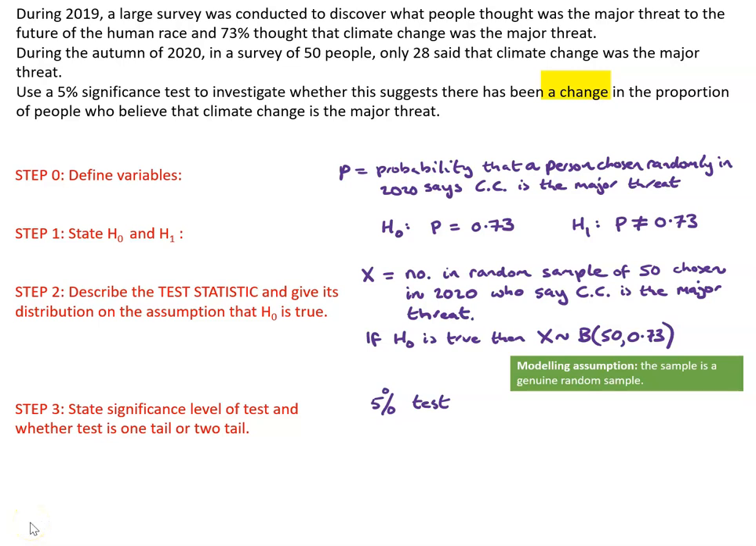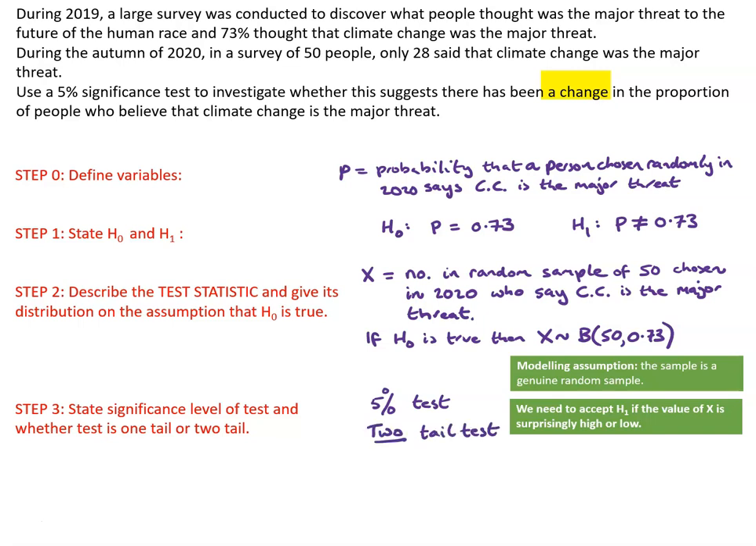Since the alternative hypothesis says that P is not equal to 0.73, we need to accept the alternative hypothesis if the value of X is surprisingly high or surprisingly low. So it's going to be a two-tailed test, and this is the first time that we've had to come across a two-tailed test. So we're going to see how to handle that now.